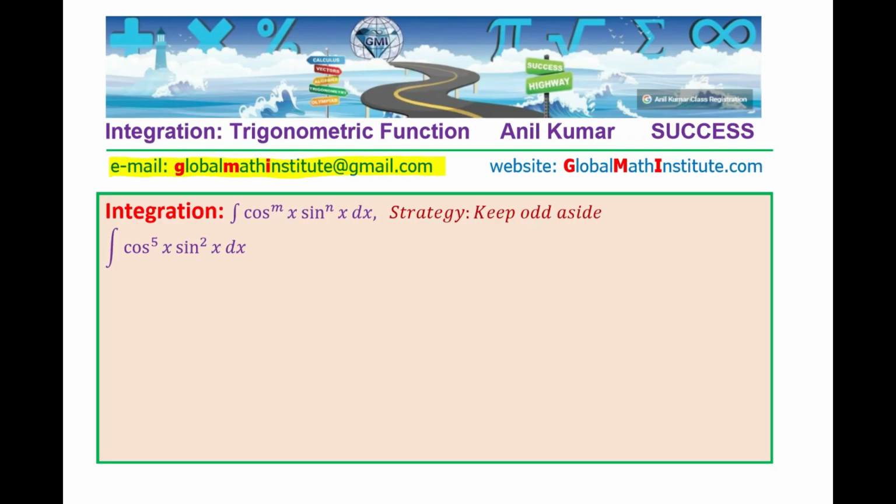Now, let's look into the second example. In this case, we have taken a variation, right? So here, the cosine power is odd. So what am I going to do? I'm going to rewrite this as the integral of cos to the power of 4x times sine square x, the fifth power. Now I will write as cos x dx.